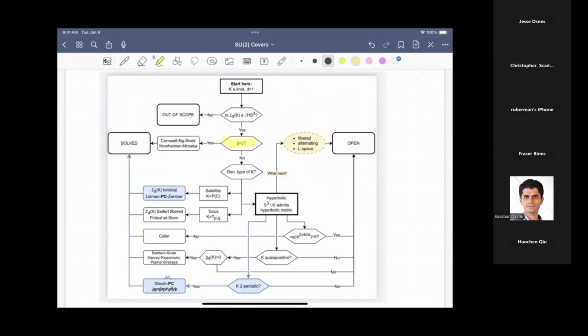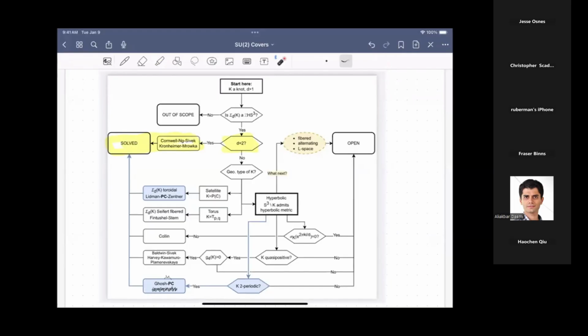The fact that when the degree is 2, we already know that the three-manifold, the integer homology sphere, admits an SU(2) representation. This is a combination of work of Kronheimer–Mrowka and Cornwell and Sivek. So then, we started this project asking ourselves, what about the other degrees?